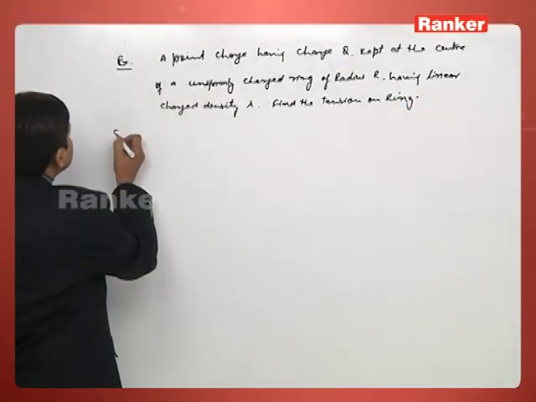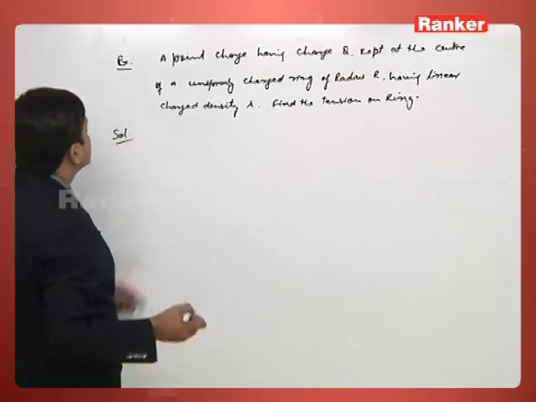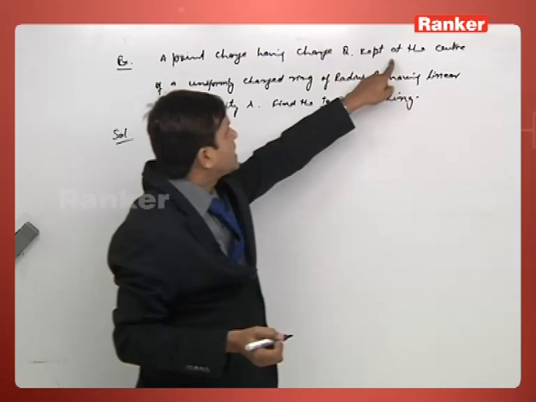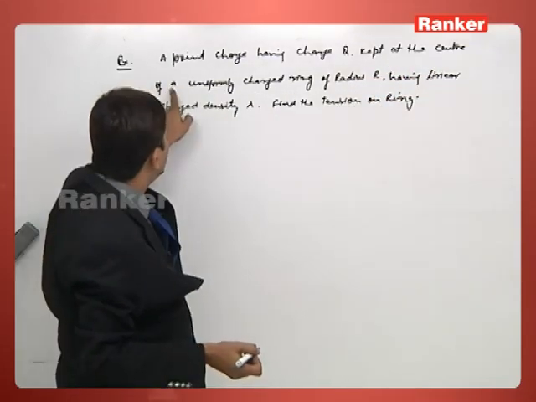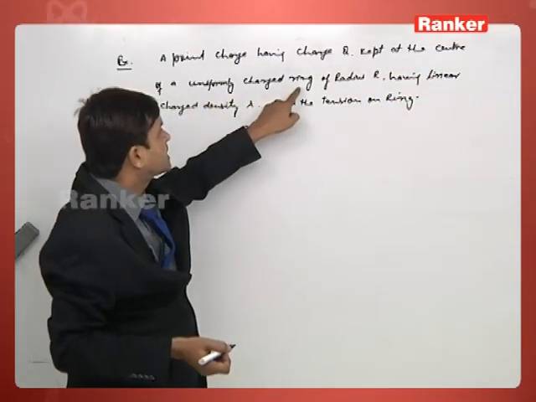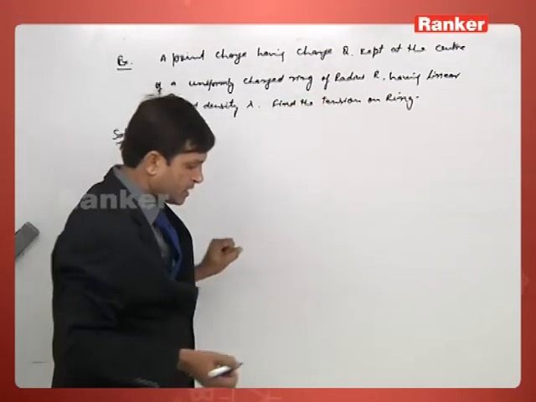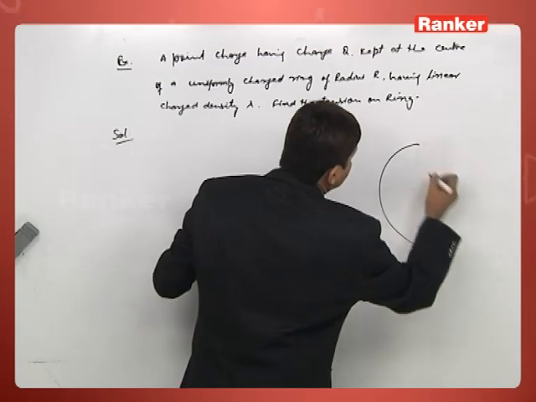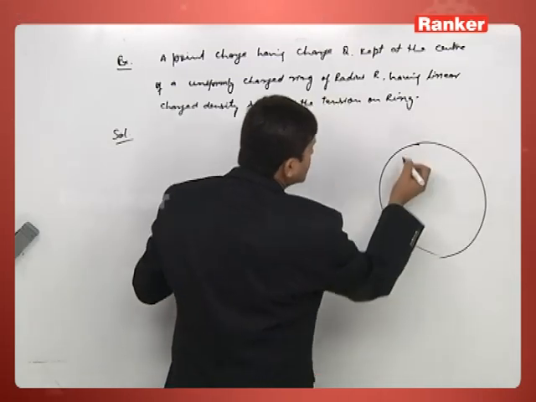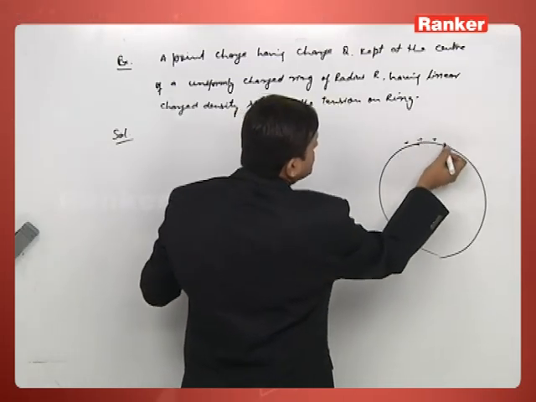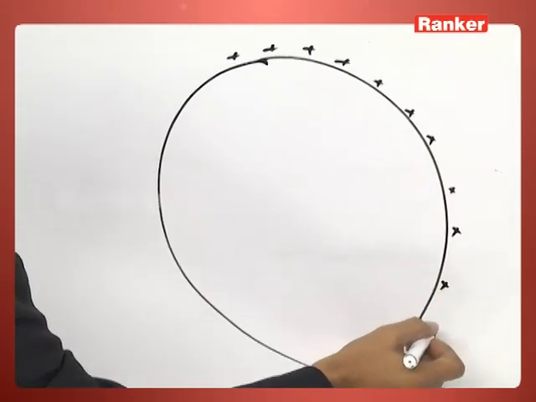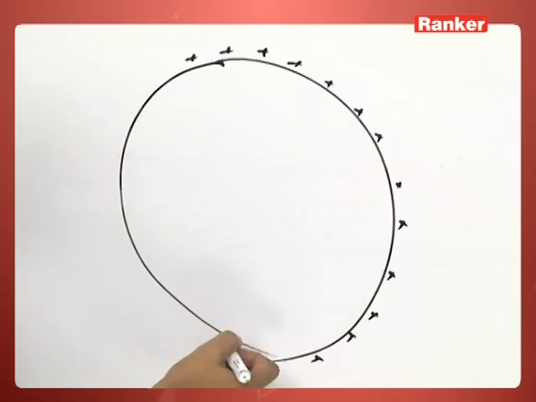So the question is here: a point charge having charge capital Q is kept at the center of a uniformly charged ring of radius r. It means this is your uniformly charged ring, and the linear charge density is lambda, meaning the charge per unit length is lambda.